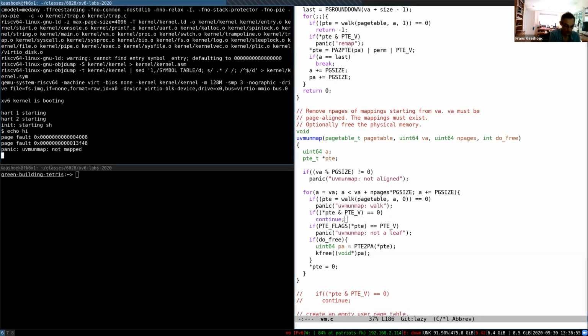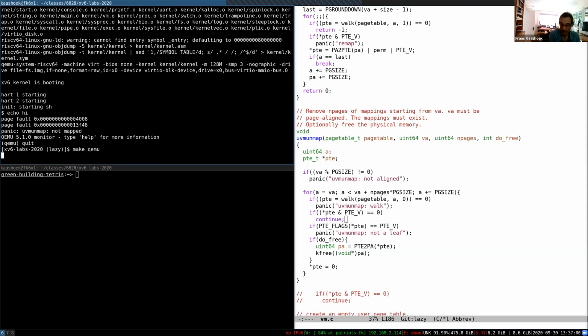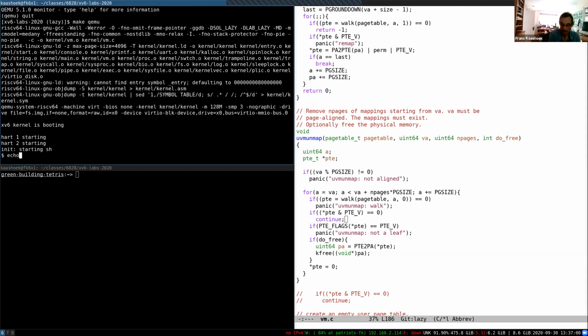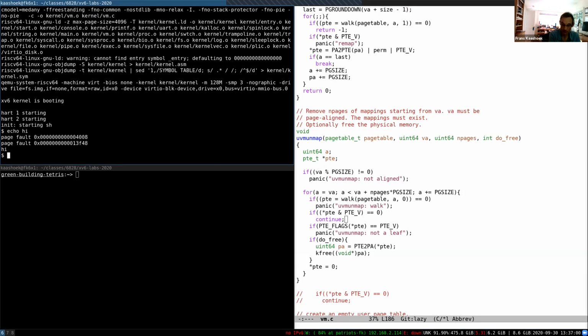Does that make sense? So let's do that. And now let's do the echo hi, and boom, we got 2 page faults, but hi works. And so we basically have a very basic, minimal lazy allocation scheme working. Any questions about this? Sorry, I didn't really follow why you could just continue. Could you explain that again?